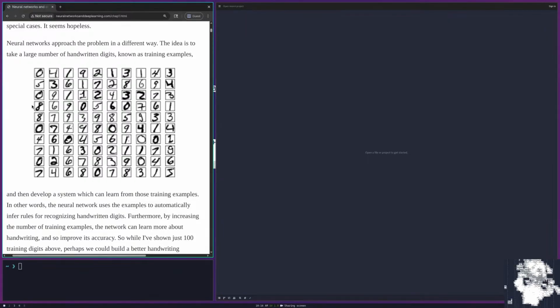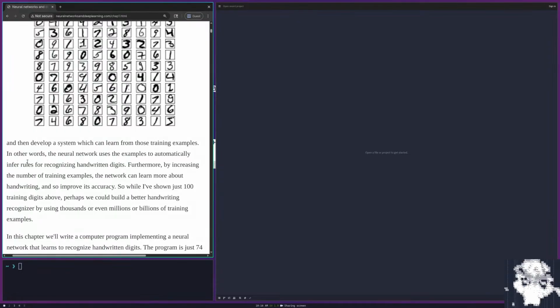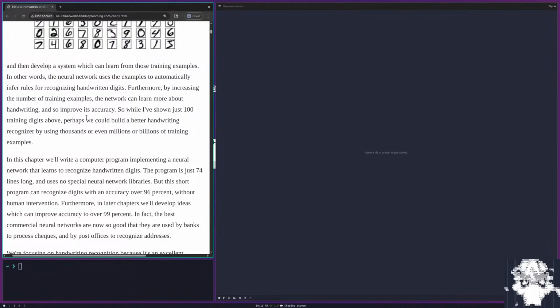The idea is to take a large number of handwritten digits, known as training examples, and then develop a system which can learn from those training examples. In other words, the neural network uses the examples to automatically infer rules for recognizing handwritten digits. Furthermore, by increasing the number of training examples, the network can learn more about handwriting and so improve its accuracy. So while I've just shown 100 training digits above, perhaps we can build a better handwriting recognizer by using thousands or even millions or billions of training examples.